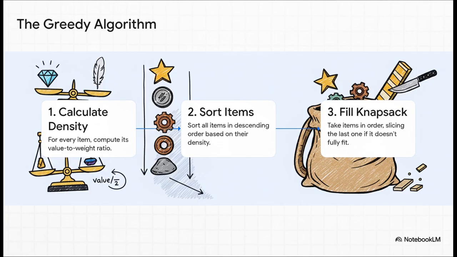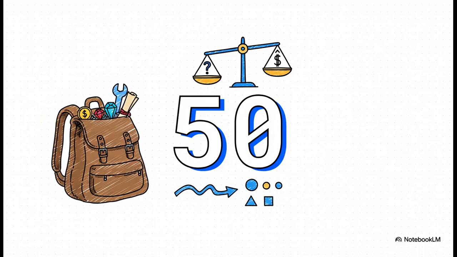Just 3 steps. Step 1, calculate the value density for every single item. Step 2, sort them all, from the highest density down to the lowest. And step 3, just go down that sorted list and start packing. Take the whole item if it fits. When you get to one that doesn't, just slice off exactly what you need to fill the bag perfectly. That's the whole thing.